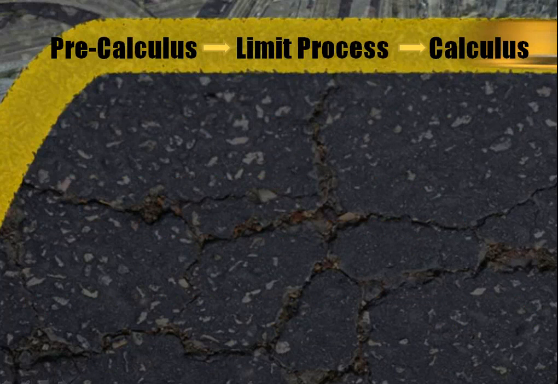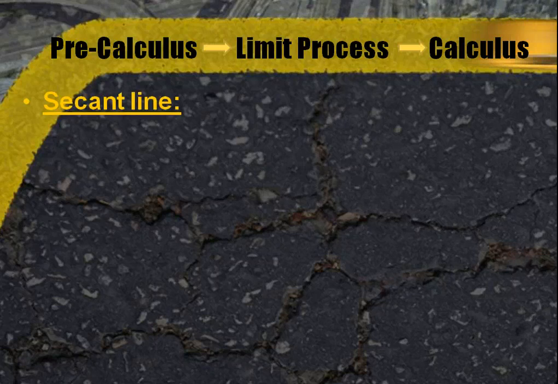So everything that we've learned in math up to this point, our pre-calculus skills, are now going to travel through the limit process. And as we push through the limit process, that's what leads us to calculus. So as we do that, there's three specific things that we're going to need to know a lot about. The first one is secant lines.